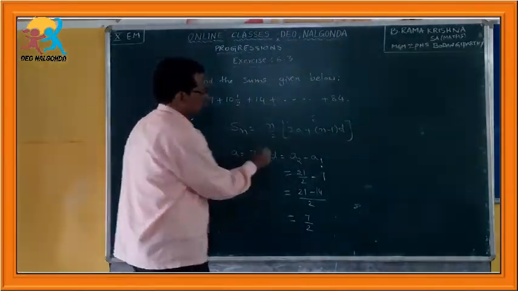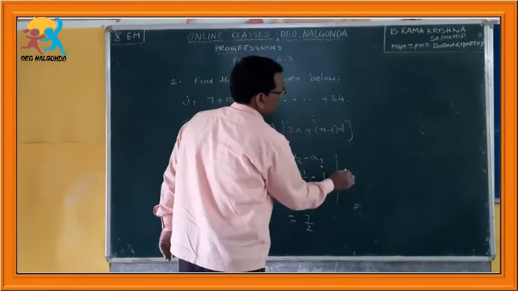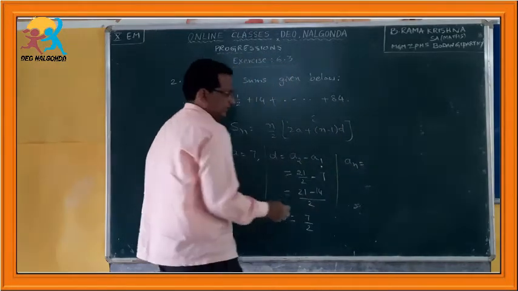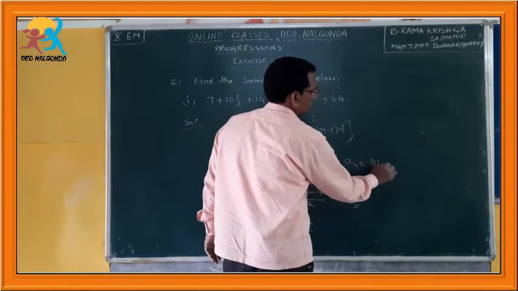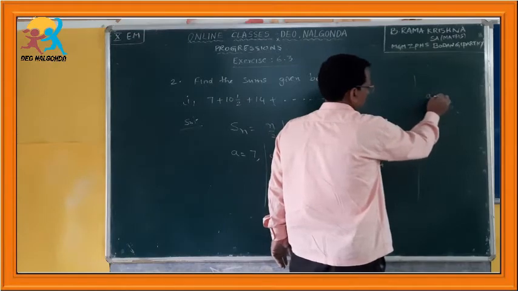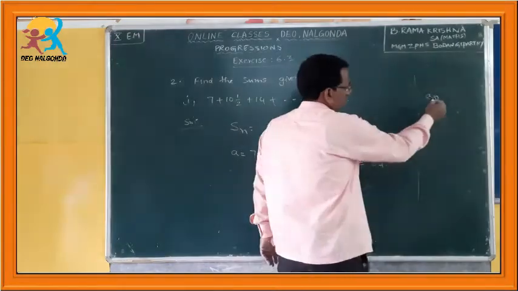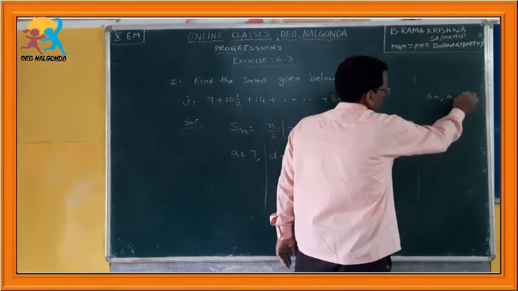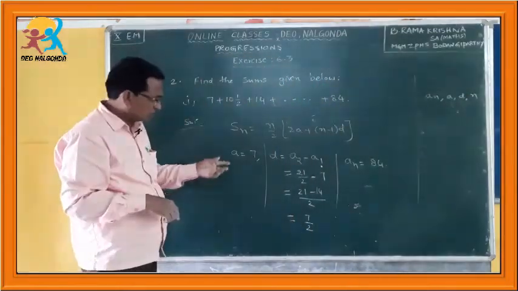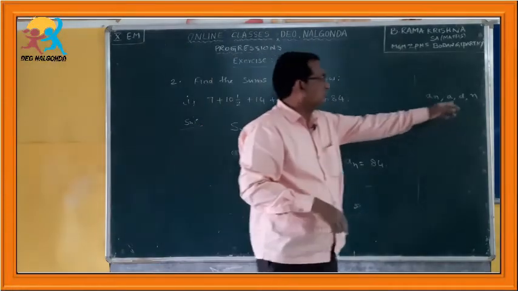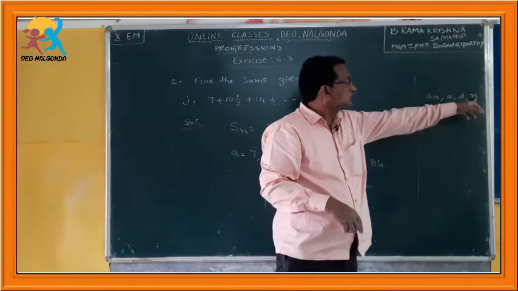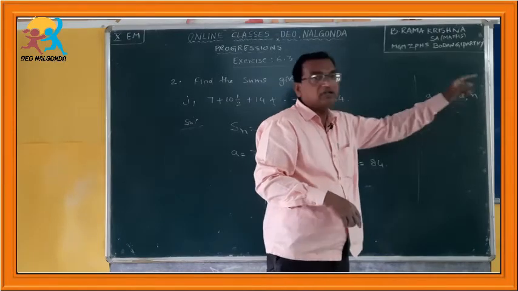Now you can also assume the last term an is equal to 84. I already told you many times the nth term formula an, in which a, d, n will be there. Out of those 4, if you are given 3, you can find the fourth one, which is what we have to find here: the number of terms.